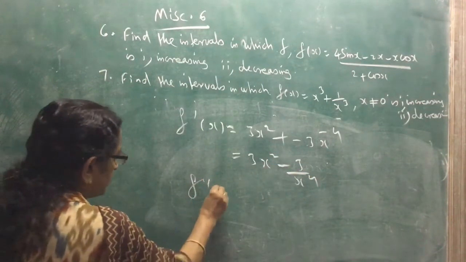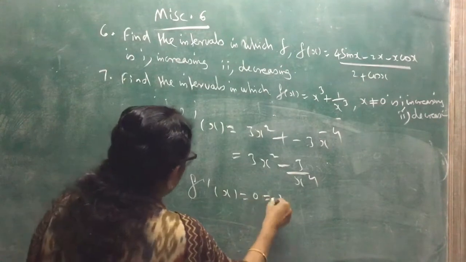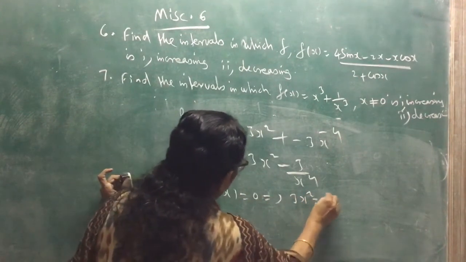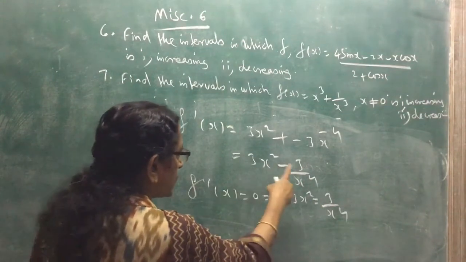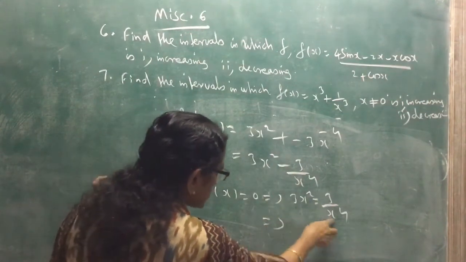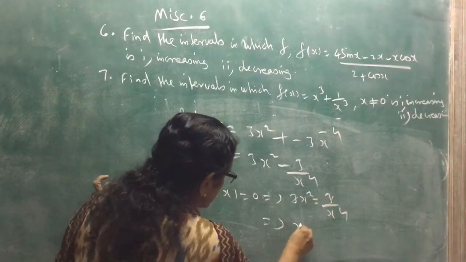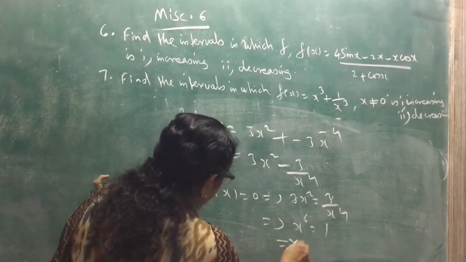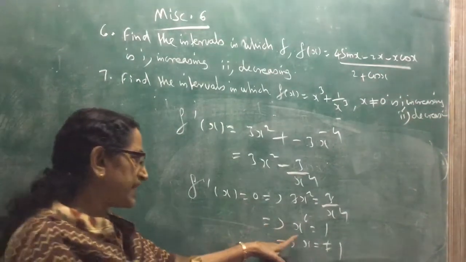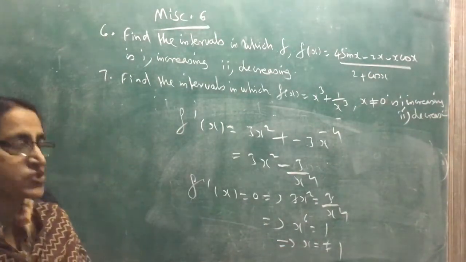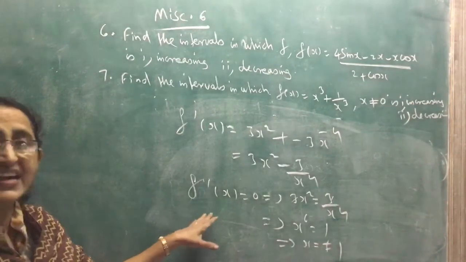Now you have to find f dash x equal to 0, which implies 3x square equal to 3 by x raised to 4. The 3 we can cancel. x raised to 6 equal to 1. Therefore x equal to plus or minus 1. So x raised to 6 equal to 1 means x can be plus 1 or minus 1. So these are the points where f dash x equal to 0.